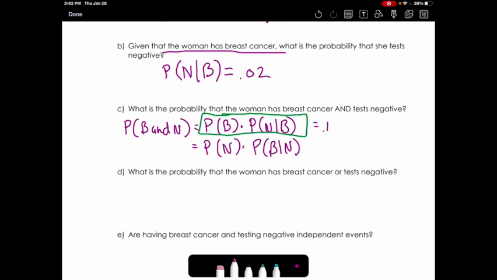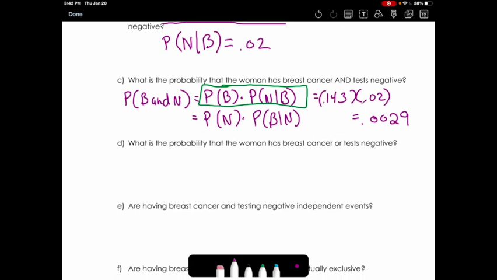We know the probability of B, that is 0.143. We know the probability of N given B, that was 0.02. And so when we multiply that together, we can find the probability of having breast cancer and testing negative out of the general population. That would be 0.0029.